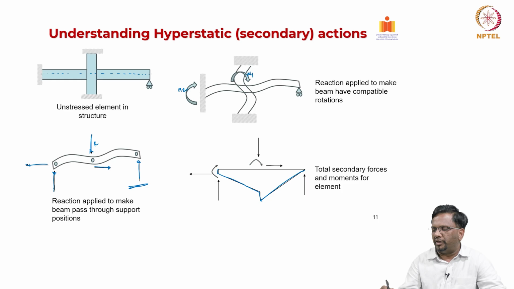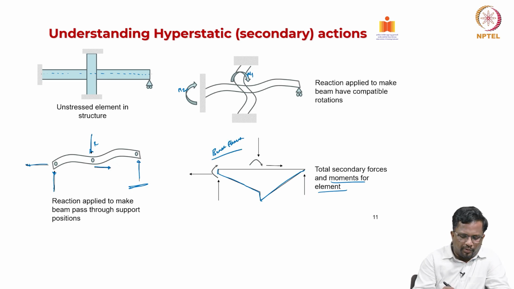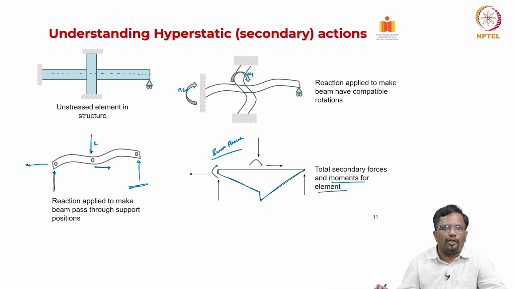So, all these things will create secondary forces and moments for this particular beam element. We are looking at only the beam element, because here we are trying to apply, for example, only the pre-stressing on the beam. So, the beam will be subjected to some secondary forces and moment, and the secondary moments have to be considered when you go for an ultimate strength design. So, when we do the strength checks, the effects of hyperstatic moments have to be considered.